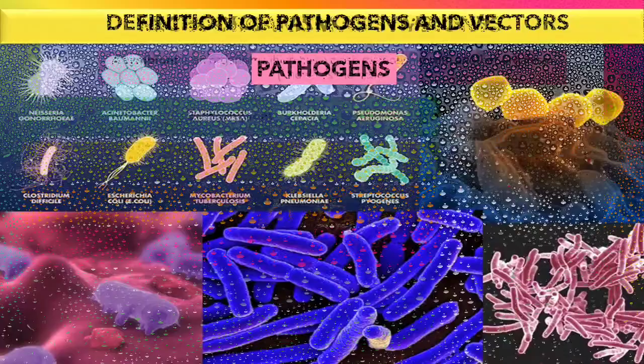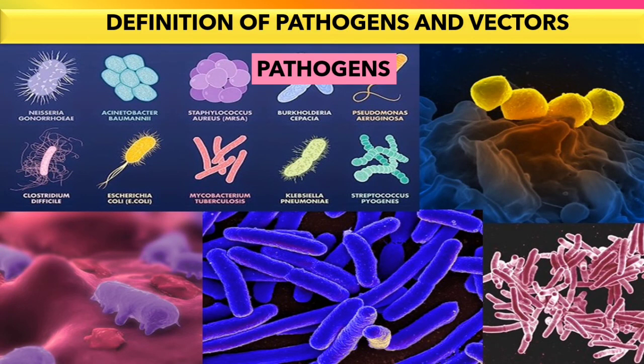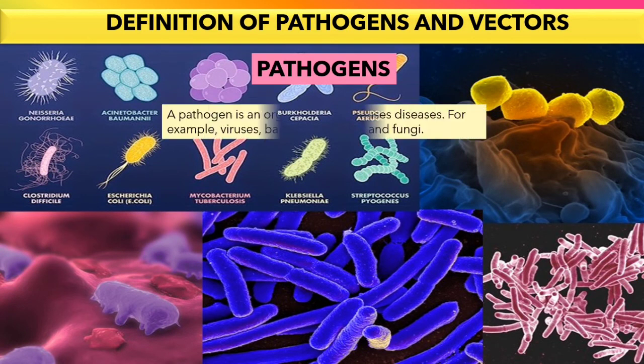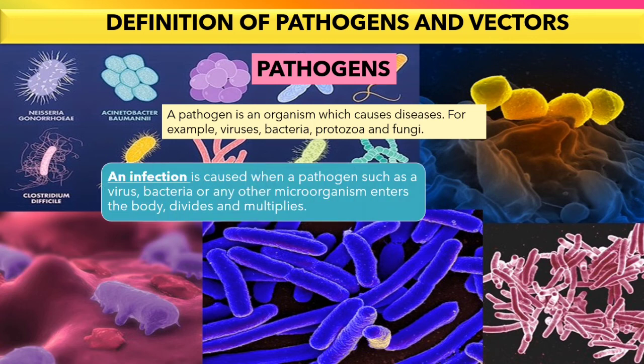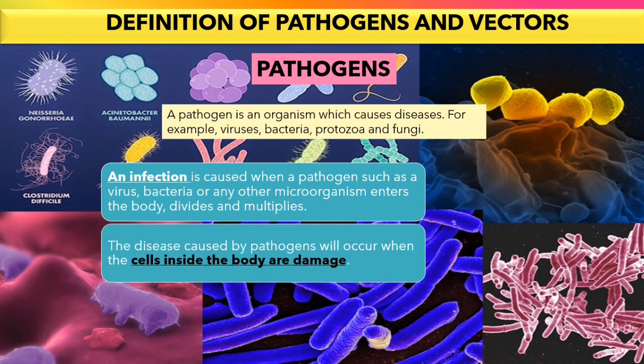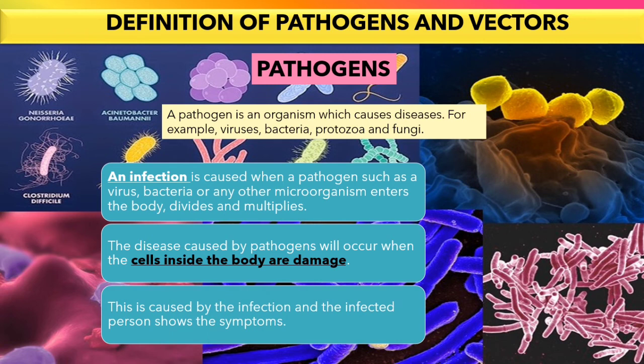Okay, definition of pathogen and vector. Okay, a pathogen is an organism which causes disease. For example, virus, bacteria, protozoa, and fungi. So infection is caused when a pathogen such as a virus, bacteria or any other microorganism enters the body, divides and multiplies and causes infection. The disease caused by the pathogen will occur when the cells inside the body are damaged. This is caused by infection and the infected person shows the symptoms.